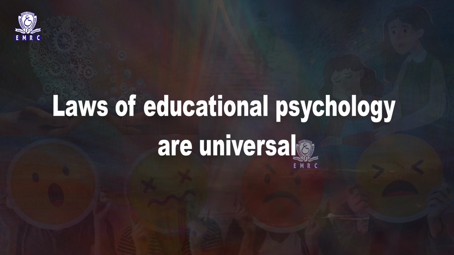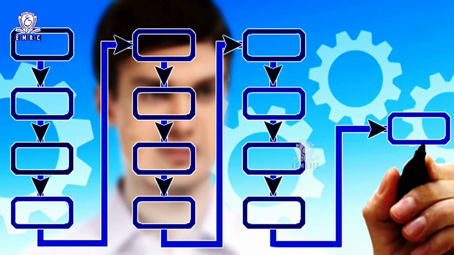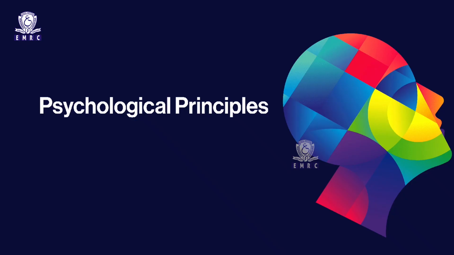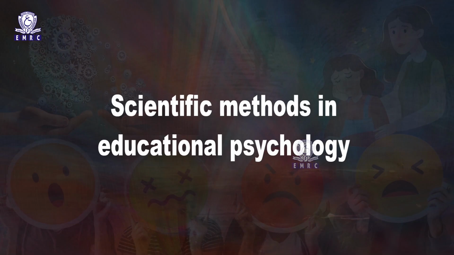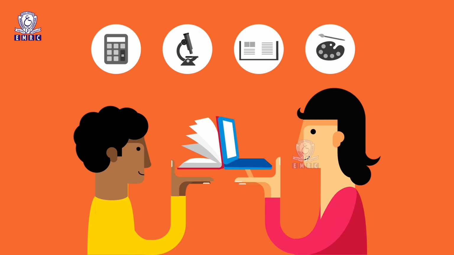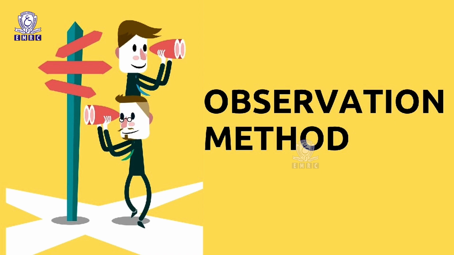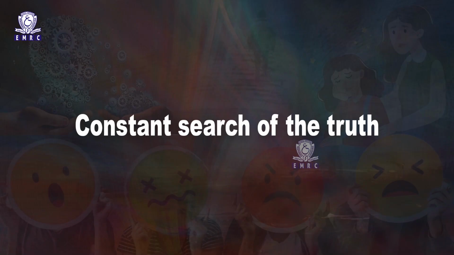And the laws of educational psychology are universal. It possesses a well organized, systematic and universally accepted body of facts supported by the relevant psychological laws and principles. Scientific methods in educational psychology are employed and adopted as a scientific approach for studying the learner's behavior, such as observation, experimentation, clinical investigation and generalization, etc. And there is constant search for truth.